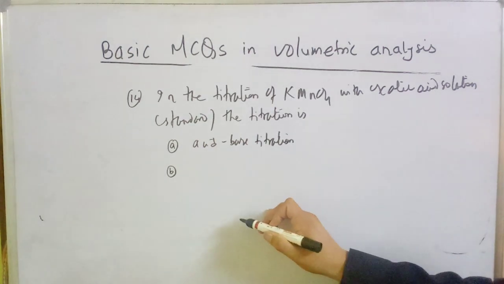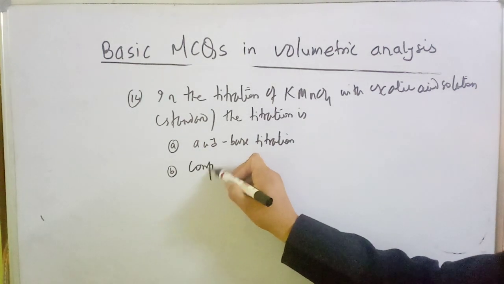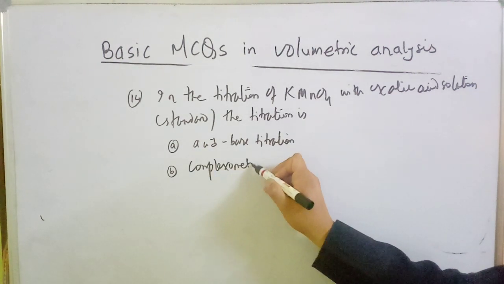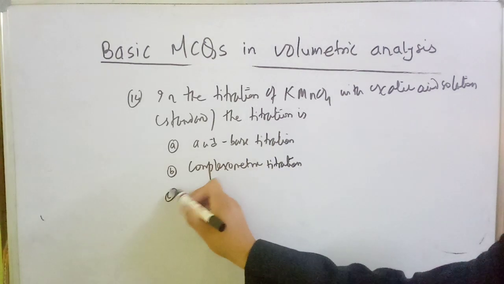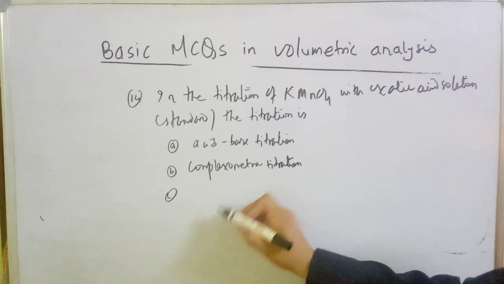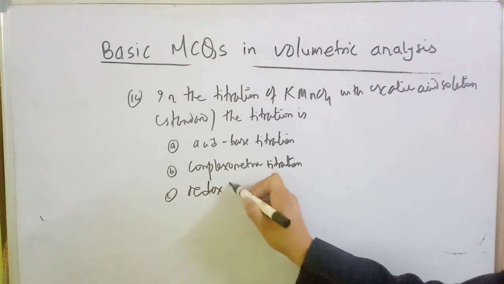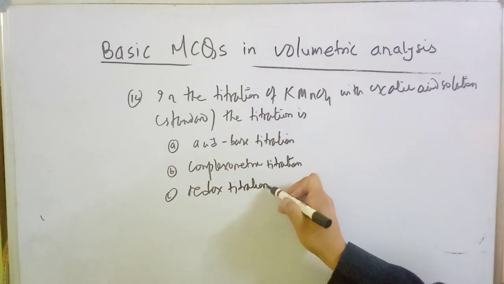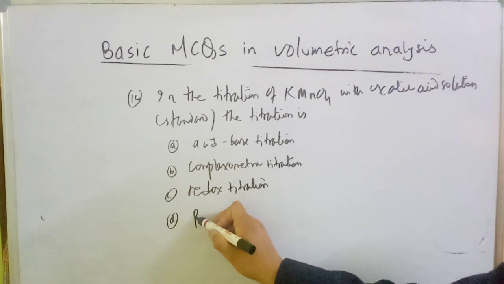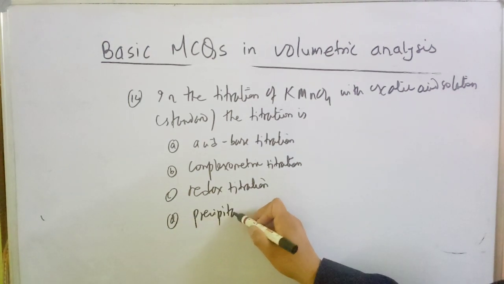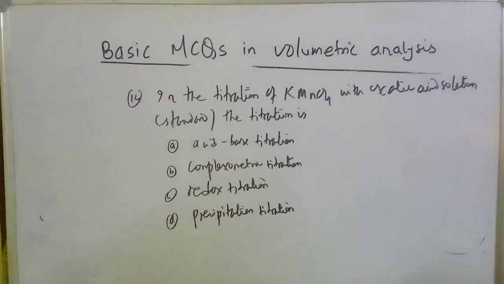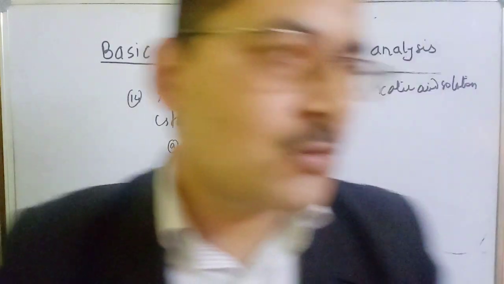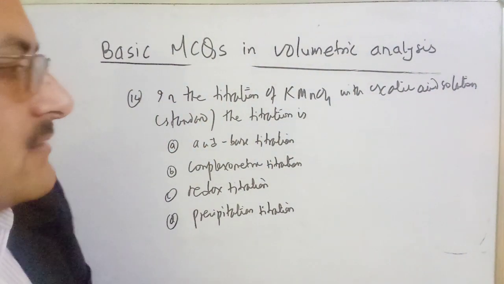Number B is complexometric titration. Number C is redox titration. And number D is precipitation titration. Okay, you have different kinds of titration methods. You are going to know the names of different kinds of titrating methods.